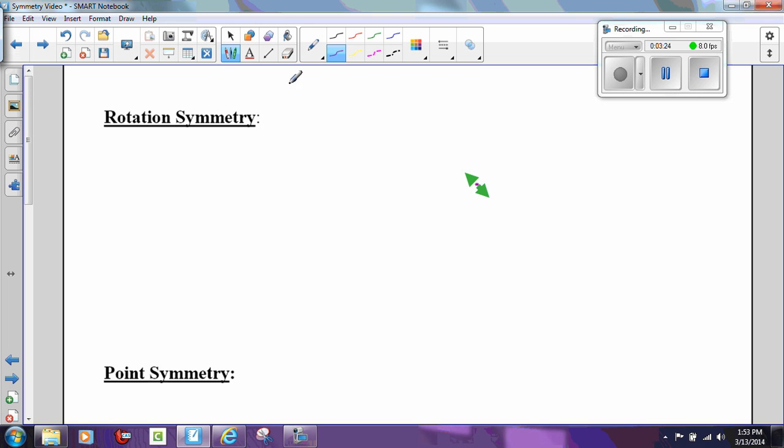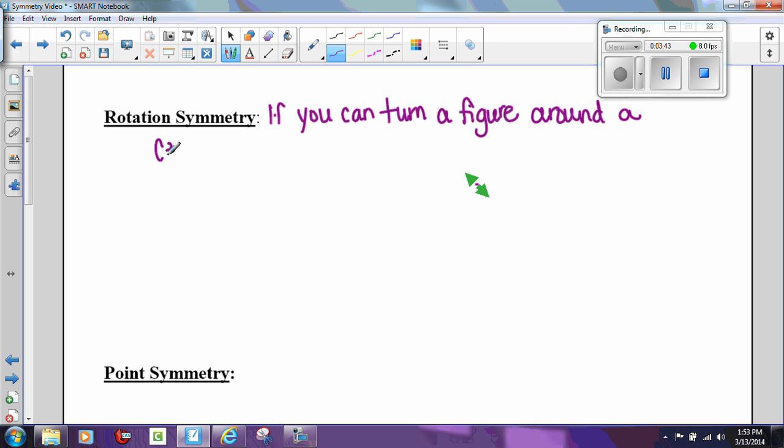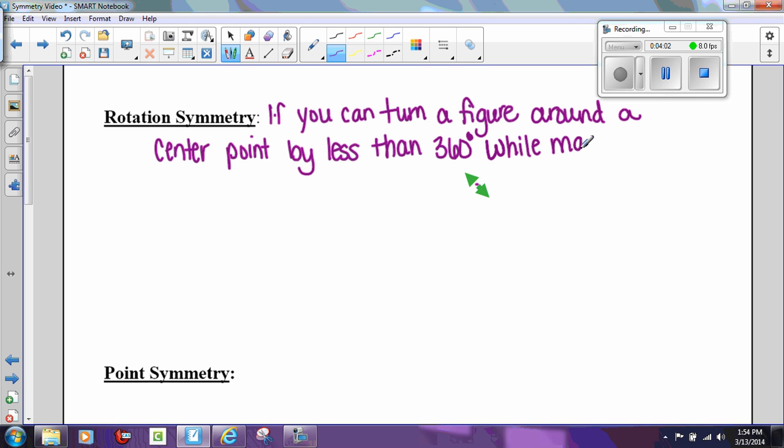We say that a figure has rotation symmetry if you can turn the figure around a center point by less than 360 degrees while making the figure appear unchanged.